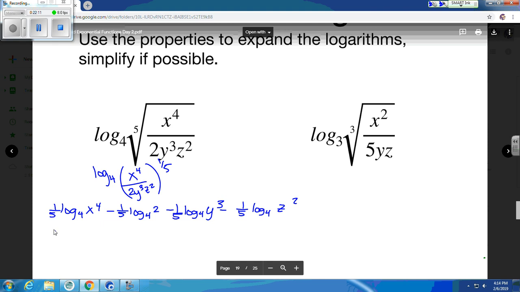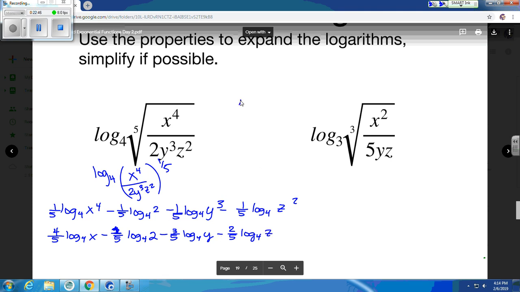Exponents come down to the front. That'll give me 4/5 log base 4 of x minus 2/5 log base 4 of 2. Sorry, that's not an exponent, that's a base. So that stays as 1/5 log base 4 of the number 2 minus 3/5 log base 4 of y minus 2/5 log base 4 of z.